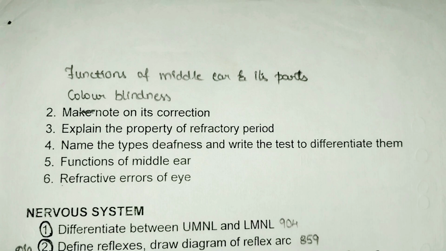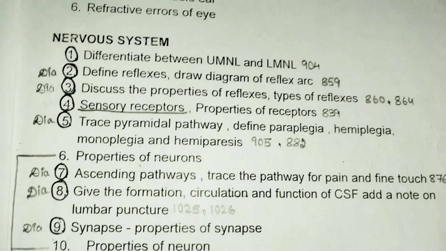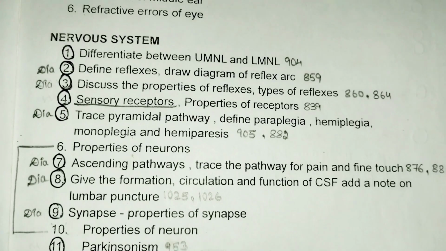Now moving on to the next chapter, that is nervous system. In this, the important questions are, the first one, differentiate between upper motor neuron lesion and lower motor neuron lesion. Second one, define reflexes, draw diagram of reflex arc. Third one, discuss the properties and types of reflexes. Fourth one, sensory receptors and properties of receptors.